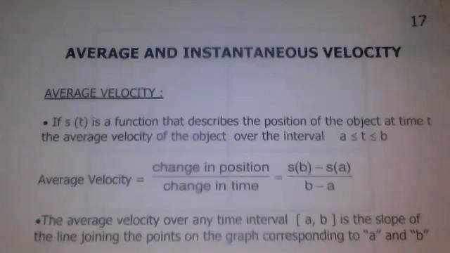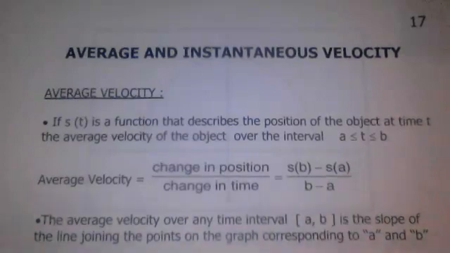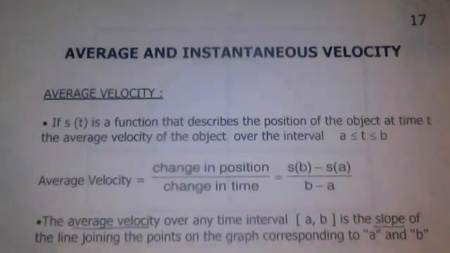We are used to finding average velocity. It's kind of like the slope. It's the change in position over a change in time. So you go from point A to point B, and it takes this amount of time, and we divide it, and we get our average velocity. And that's really just a slope. So the average velocity is the slope of a line that joins 2 points on the graph.